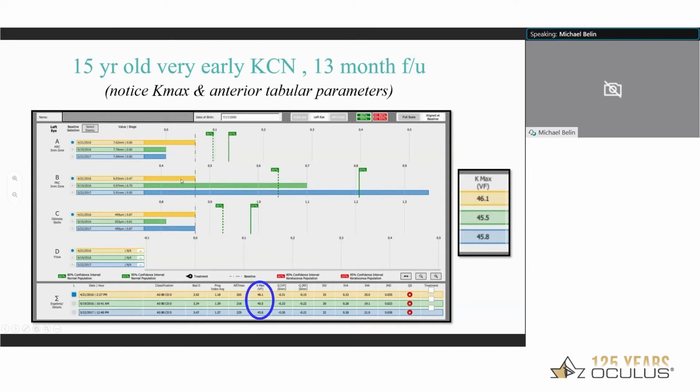But look what's going on in the back of the eye. By the second exam, we've had progressive disease past the 80% confidence interval. And by the third exam, we're well past the 95% confidence interval for progressive disease. So this is an indication here to treat this patient in spite of the fact that for most insurance companies, this patient may not meet criteria: a stable Kmax, but documented progressive disease.